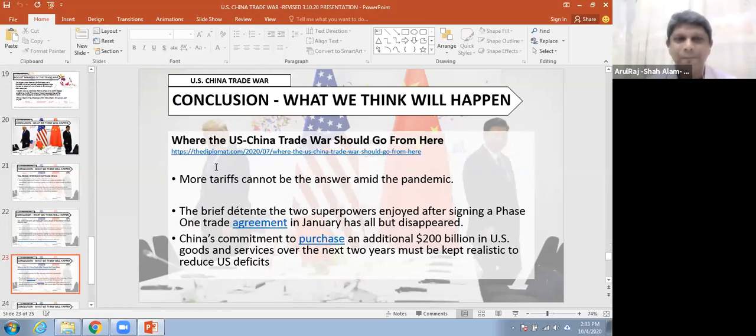US-China, of course, more tariffs cannot be the answer amid the pandemic. The brief detente the two superpowers enjoyed after signing in January has actually disappeared. Although both countries are committing to this agreement, so far there's been nothing fruitful. The latest is that this agreement may actually begin in the year 2021. And of course, China's commitment to purchase 200 billion of US products also did not materialize.